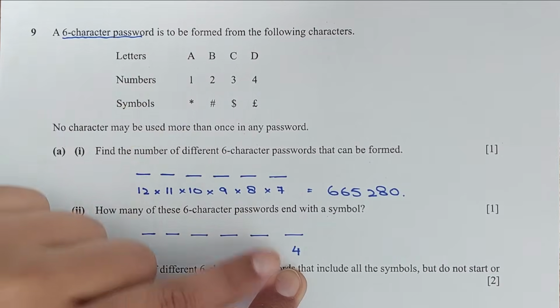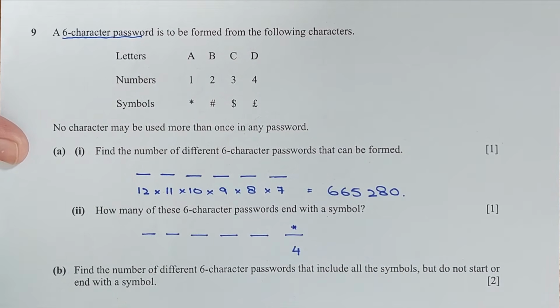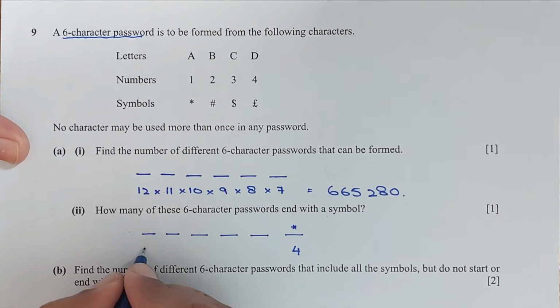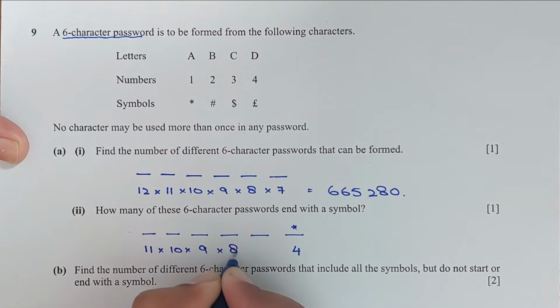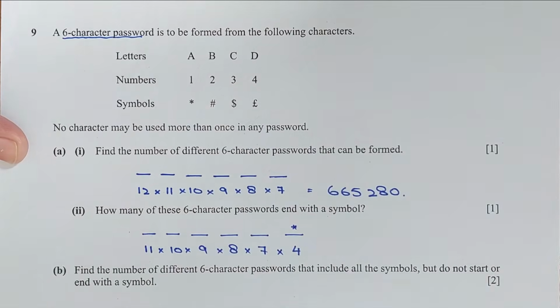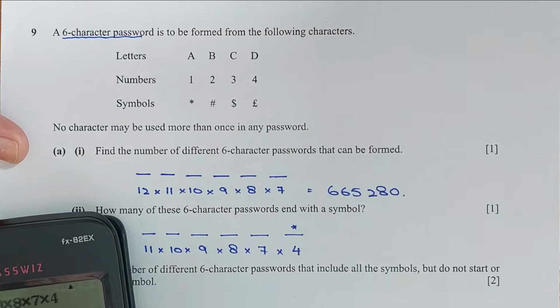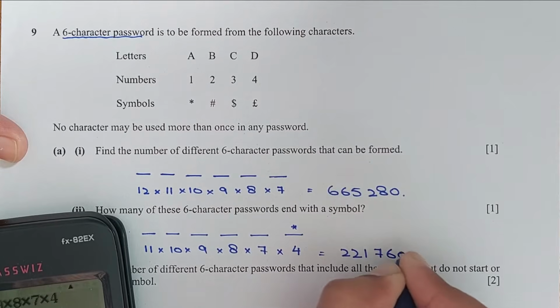So if we use one of the characters, let's say one symbol, asterisk, we have used, how many are left? 1, 2, 3, 4, 5, 6, 7, 8, 9, 10, 11. 11 are left, and then 10, 9, 8, 7. Right. 11 times 10 times 9 times 8 times 7 times 4. 221760. Right.